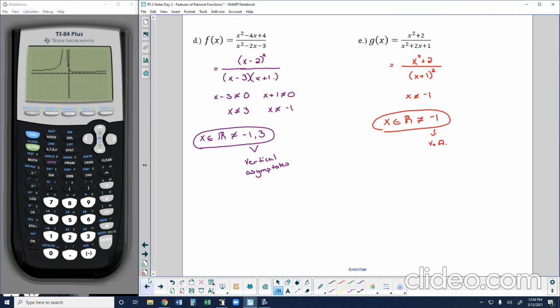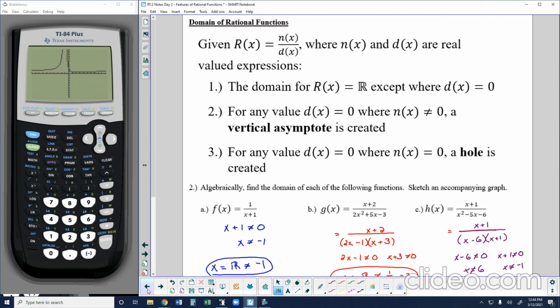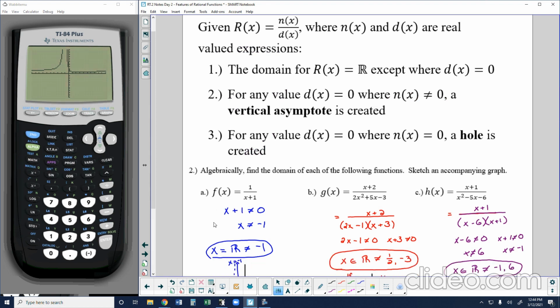This looks like a good place for us to stop for right now. What we have discussed in the second part is the domain of rational functions. The domain for all rational functions that we will see in Algebra 2 is going to be all real numbers except for any value that's going to give you a 0 in the denominator. When that is a 0 only in the denominator, it will create a vertical asymptote. When it is 0 in the denominator and the numerator, it will create a hole.